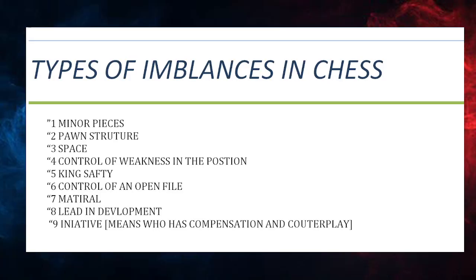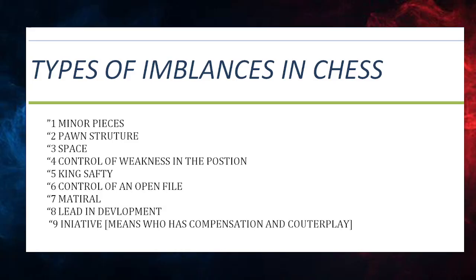This is the list of imbalances. So, types of imbalances in chess. The first imbalance is minor piece imbalance. Now what is a minor piece? Minor pieces are knights and bishops. The battle between them is known as minor piece imbalance.